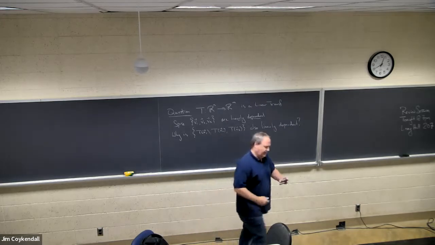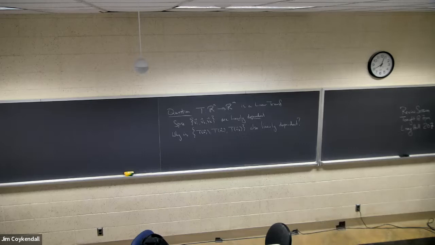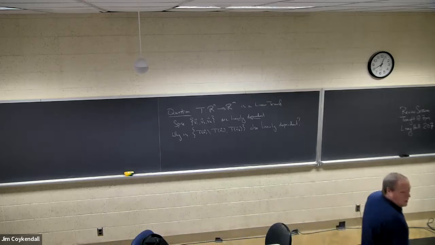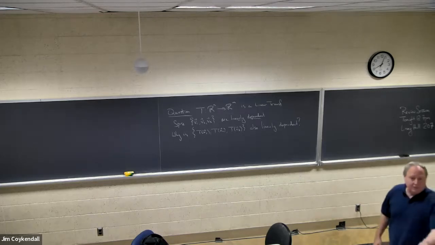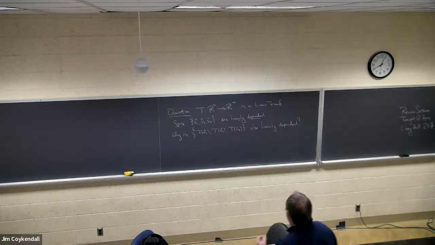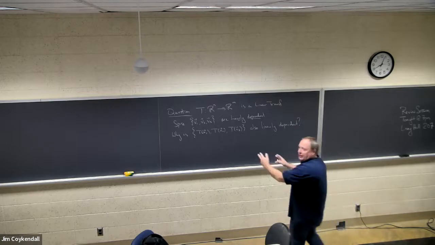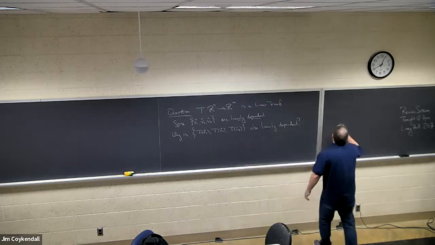So, question is, any ideas? How do we tackle such an animal? Well, what does it mean to be linearly dependent in the first place? I mean, we can't do anything unless we know what it means. Yes, ma'am. Okay, so what does it mean for these three animals to be linearly dependent?